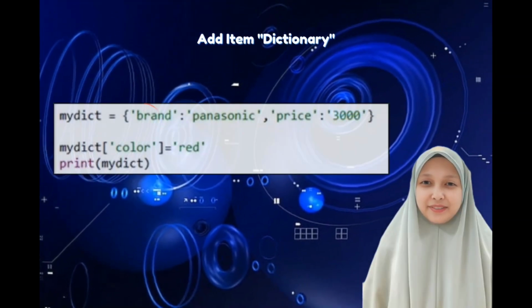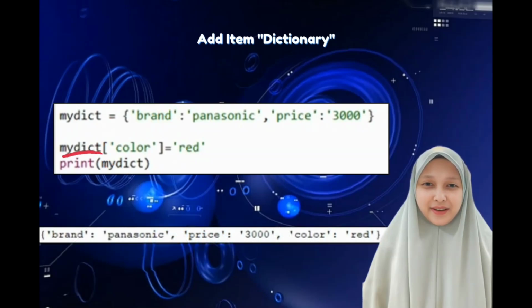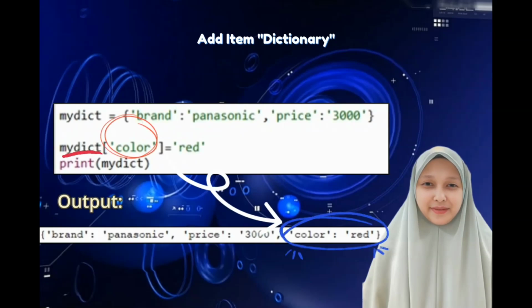Add item to a dictionary. The mydict.update method will update the dictionary with the items from a given argument. If the item does not exist, the item will be added. The argument must be a dictionary or an iterable object with key-value pairs. For example, add a color item to the dictionary by using the update method.